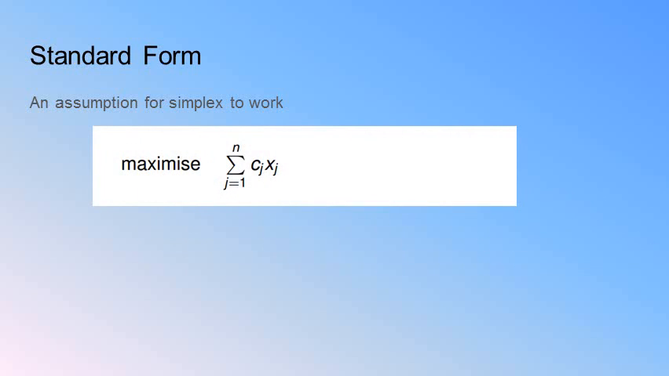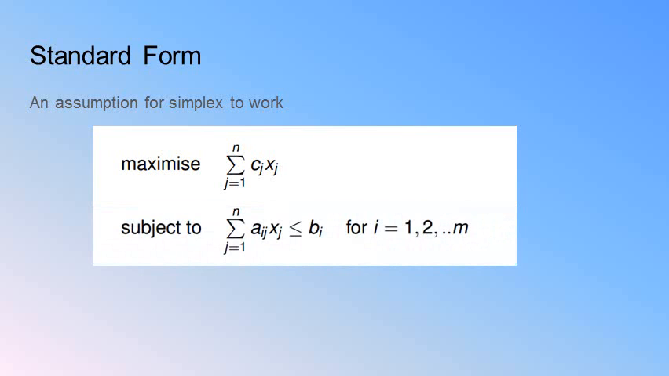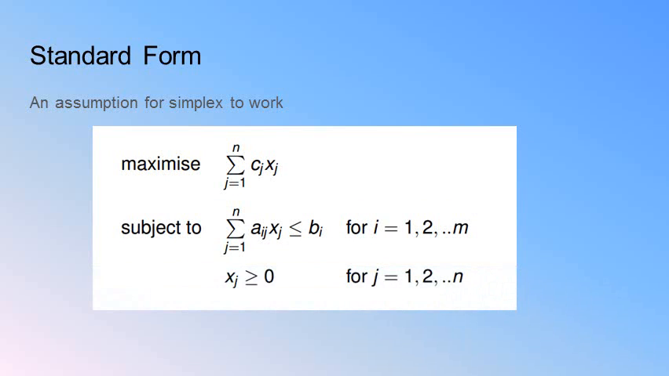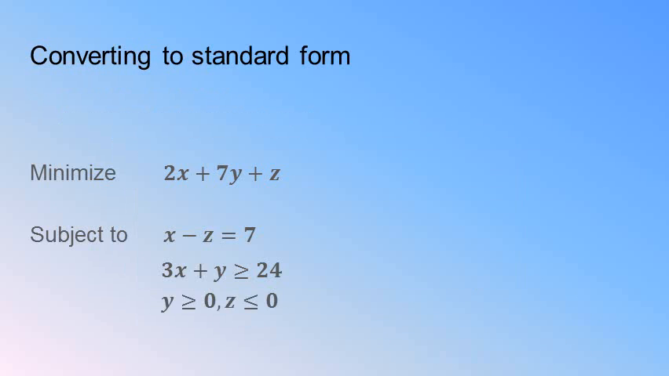For the simplex algorithm to work, the linear program must be in standard form. This means that it is a maximization problem. Each constraint must be a less than or equal to inequality constraint. Each variable must have a non-negativity constraint. If it's not in standard form, it must first be converted. Here I will demonstrate how to convert an example program to standard form.